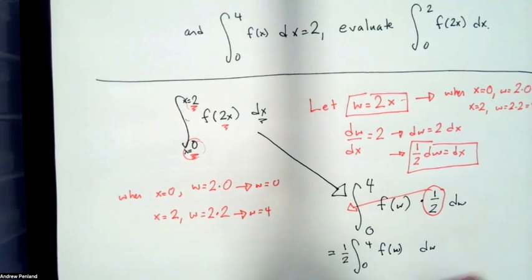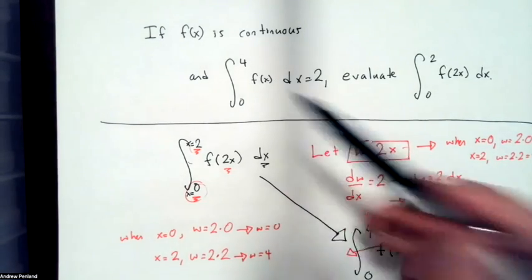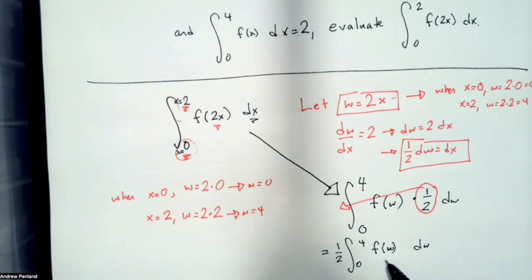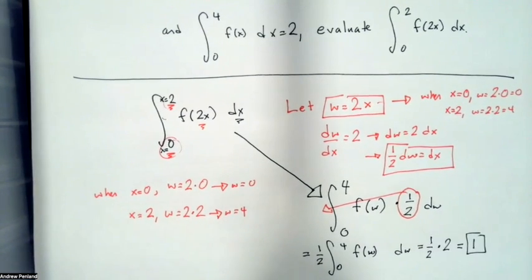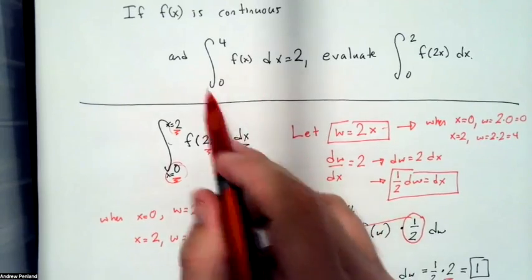It doesn't really matter what the variable is. Even though this was the integral from 0 to 4 of f of x dx, and this is the integral from 0 to 4 of f of w dw, that's the same thing. You could call it f of z, f of whatever, as long as it's f of w dw or f of z dz. 1/2 times 2 turns out to be 1. So the big insight there is I can replace that integral with 2. I already know what it is from the given information.